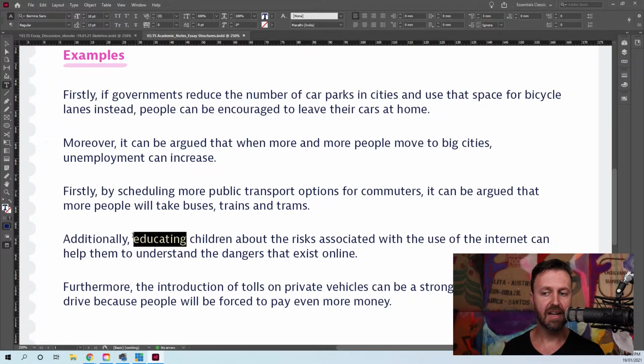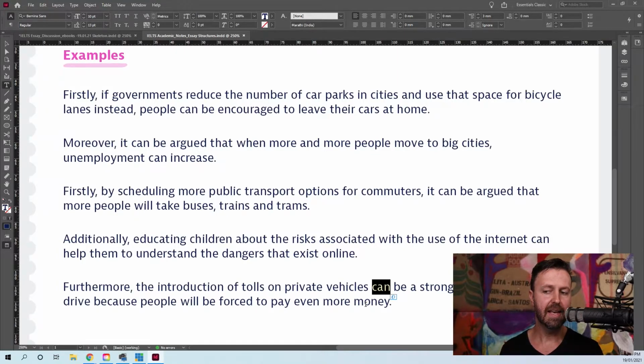We then have two more options here. We've got starting with the ing verb, and then we've also got starting with the noun. In both of these cases where you have an ing verb and a noun, you follow it up with what's called a modal verb, and the modal verb is the can.